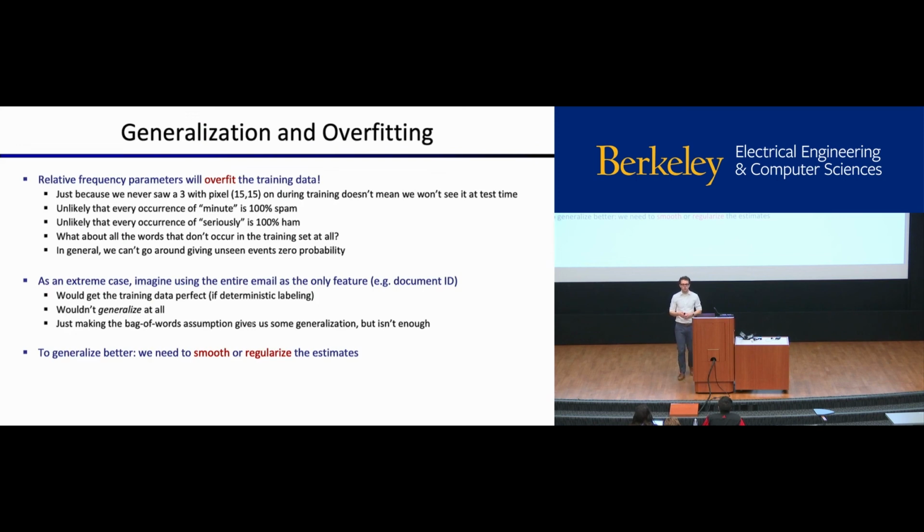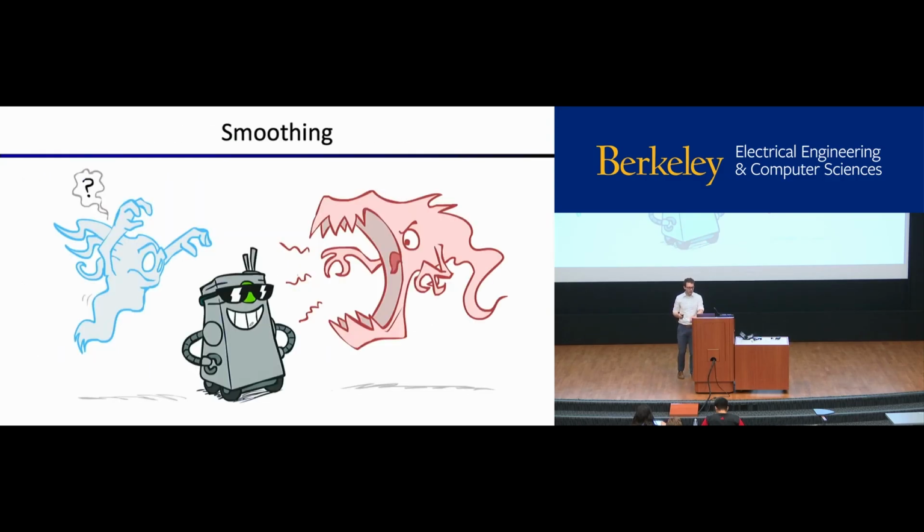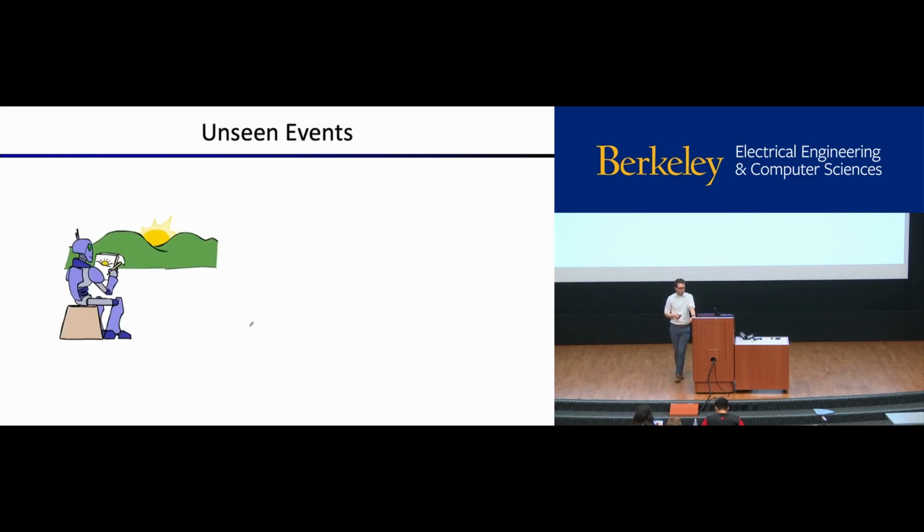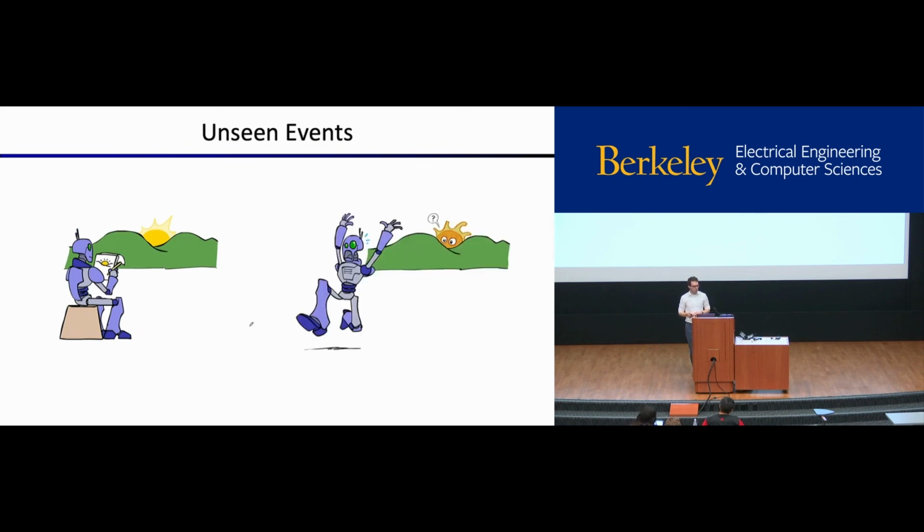So in order to fix this, we're going to have to learn to generalize better. We're going to have to smooth things out and regularize the estimates. We have to find some way to not make this silly assumption that just because we never saw something in training doesn't mean it can't happen, right? Smoothing is the idea that we should still pay attention to unseen events. If I see the sun come up every day, I should still be able to think about the idea that maybe the sun doesn't come up tomorrow, or the sun talks to me. I don't know. That's a possible event.